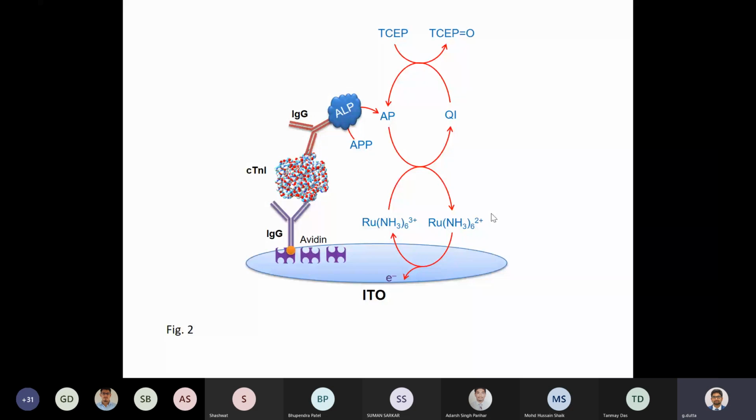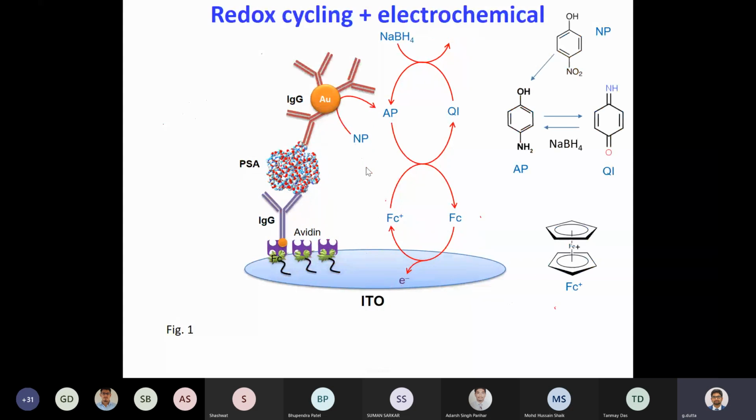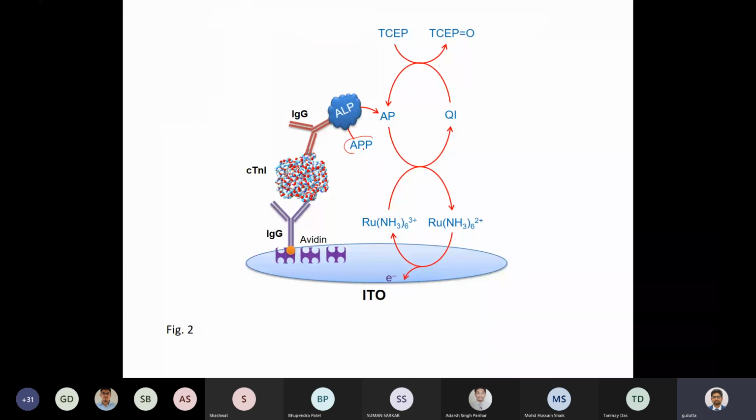Now, some other sensor. See, here I am going to tell you about another chemical. Basically, I am changing the chemical. See, here I put the nitrophenol. Here I put the APP. This is aminophenyl phosphate, one chemical name. This phosphate, its reaction on the electrode surface is very slow.